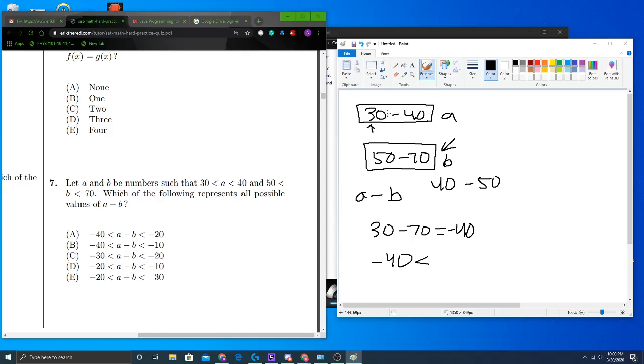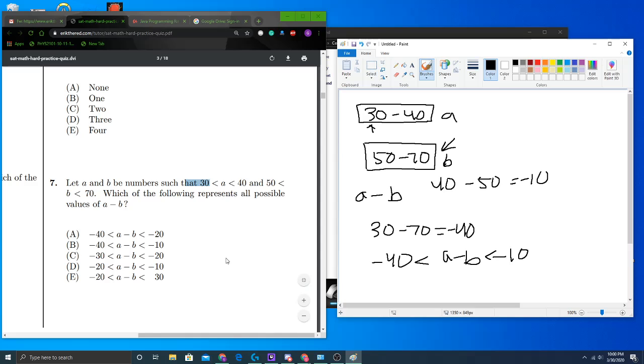It could only be 31 and 39, or 51 and 69, but because they already give us the less than symbol, we can just go with 30, 40, 50, 70. So the smallest is negative 40, and the biggest is 40 minus 50, which is negative 10. So a minus b ranges from negative 40 to negative 10. Is that an answer choice? Indeed it is. Let's go with B. 7 is B.